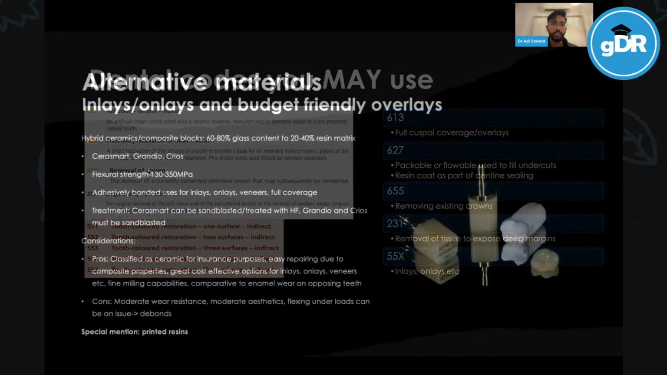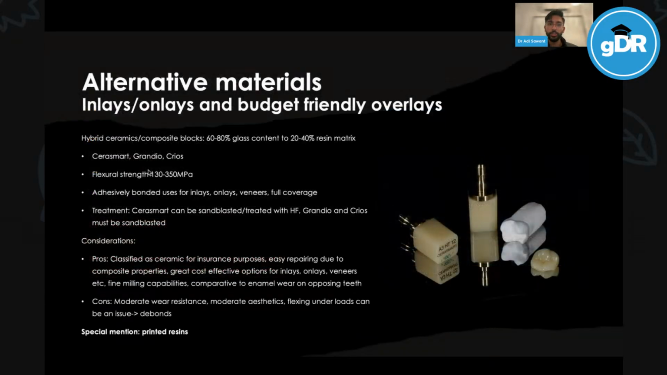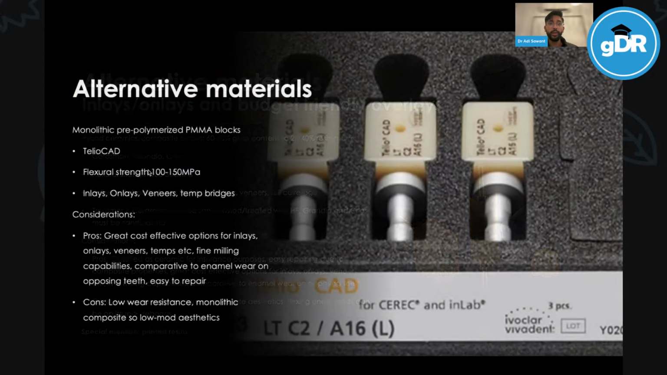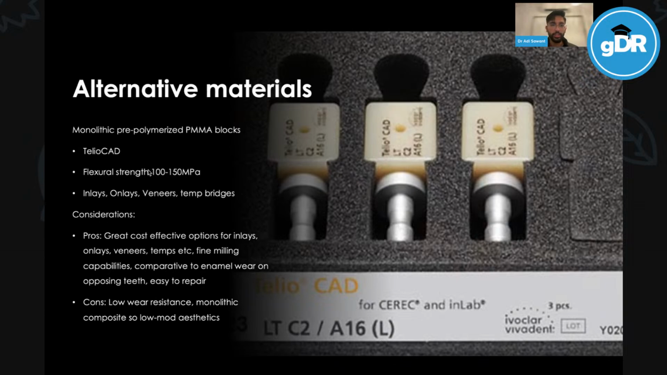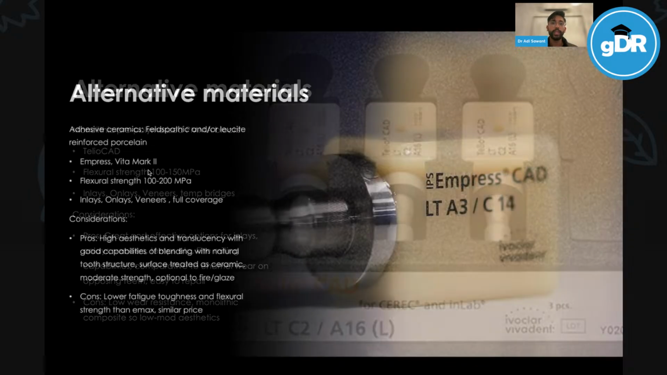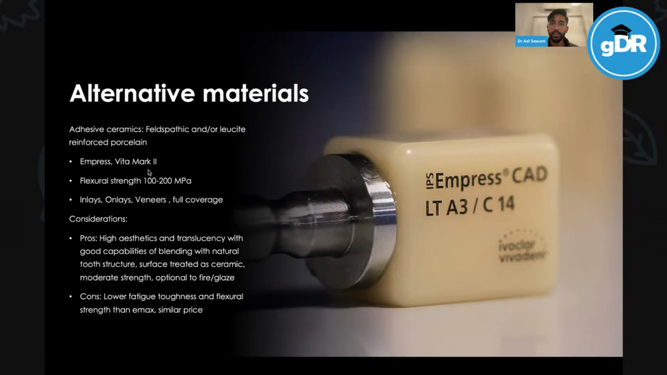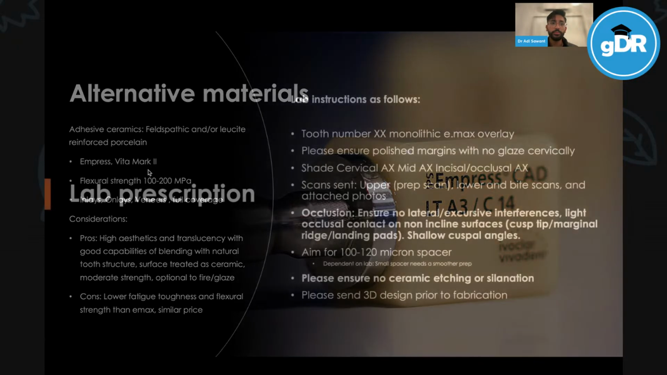Got a bunch of alternative materials. I won't spend too much time on this. We've got some hybrid ceramics and composite blocks that are still good in terms of cost effectiveness. Telio is good for temps, but don't really use this one much. And some of your feldspathics work really well, especially if you've got a CEREC, because sometimes you have these blocks lying around, you've got an emergency appointment, you don't have time to fire stuff. And what I mean by fire is put it in a furnace. So these ones mill and you can bond them straight in. And a lot of long-term research for these as well.